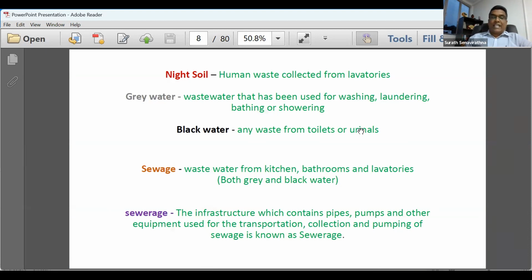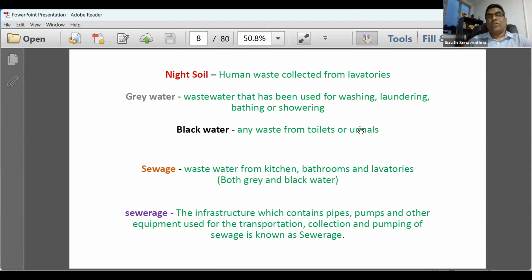Before moving on to the next slide, I would like to recall some common terms used in the wastewater industry. You may have heard about night soil. Night soil means human waste collected from latrines. Gray water: wastewater that has been used for washing, laundering, bathing, or showering. Black water: any waste from toilets or urinals.